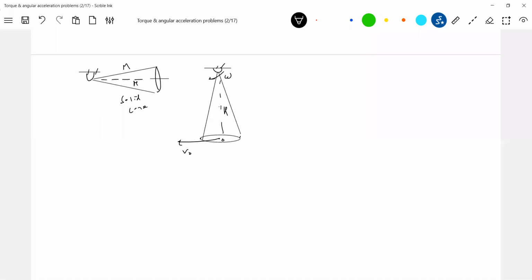So what is the method here? Decrease in gravitational potential energy. Where will the center of mass of the solid cone be? H by 4 from the bottom. So how much will the center of mass descend? 3h by 4. So the decrease in potential energy mg 3h by 4 should be equal to, call this point P, I_P omega square by 2.